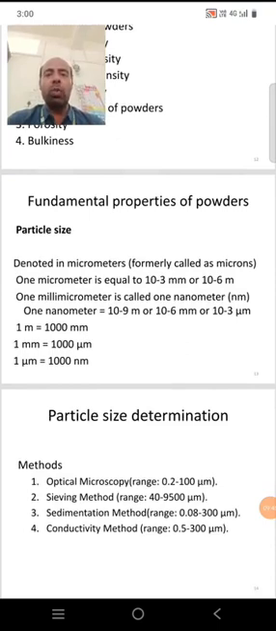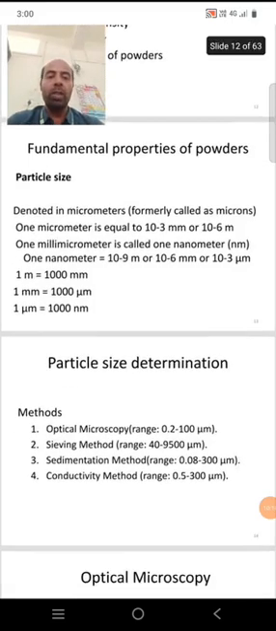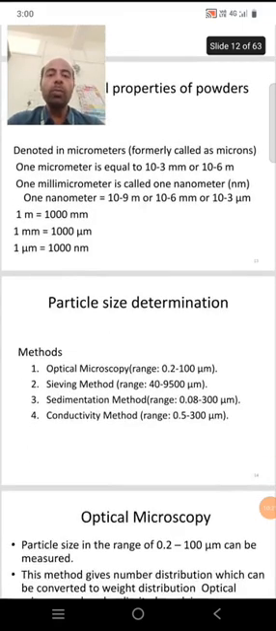The particle size is denoted in micromeritics in micrometers. 1 micrometer is equal to 10^-3 mm or 10^-6 m. 1 millimicrometer is called 1 nanometer. 1 micron is equal to 1000 nm. 1 mm is equal to 1000 micron, and 1 micron is equal to 1000 nm. That is the nanometer.